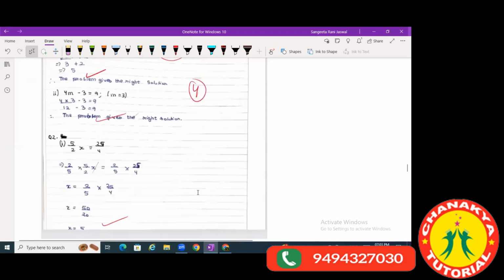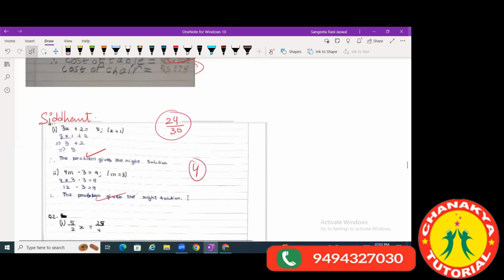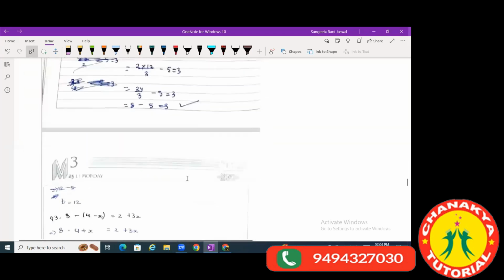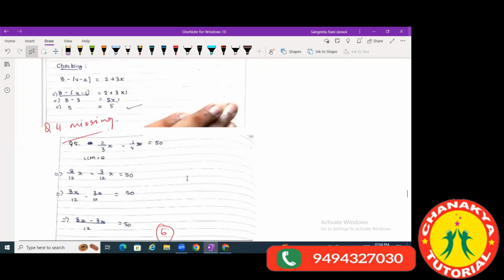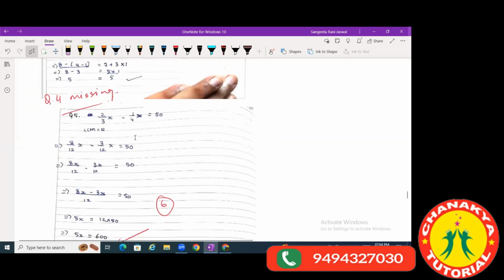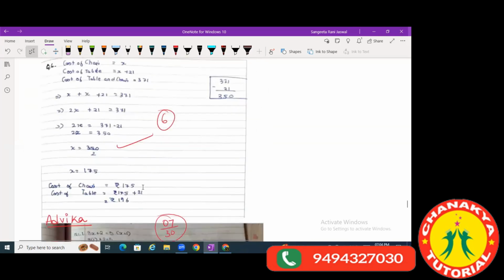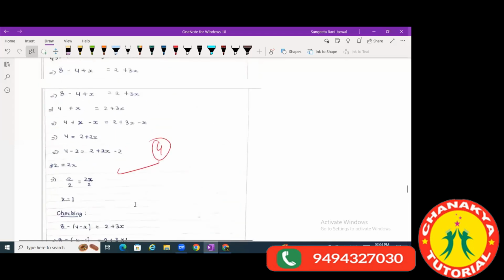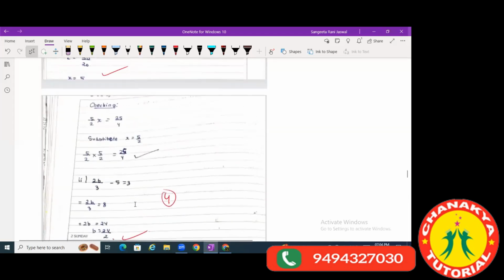Okay. Next is Siddhant. Yours is 24 by 30. I think you have missed one question. Question number 4. Ma'am, I have done it. Where have you done? Ma'am, just see my camera. I think I didn't send it. You can see afterwards, but you have not sent.